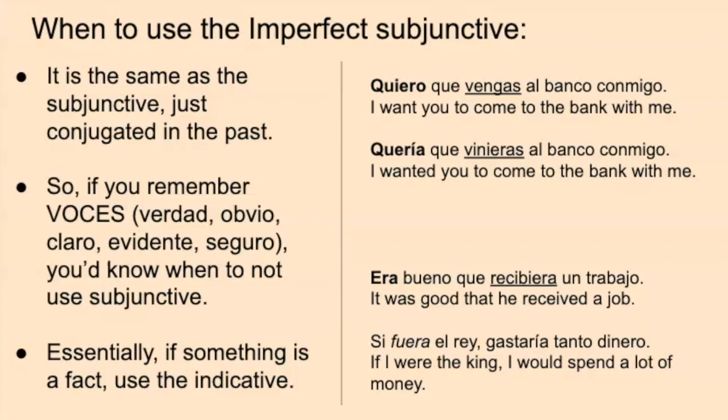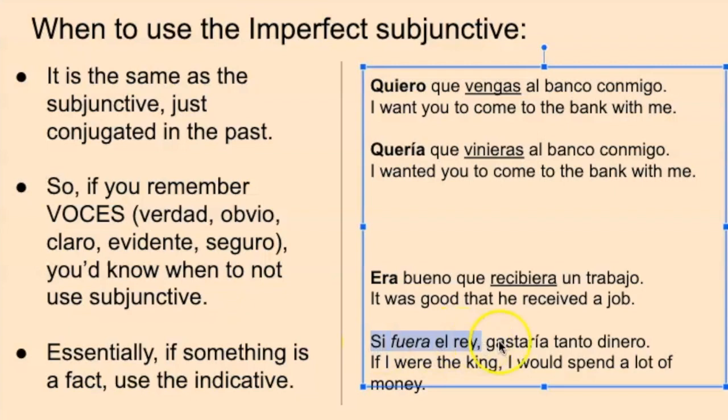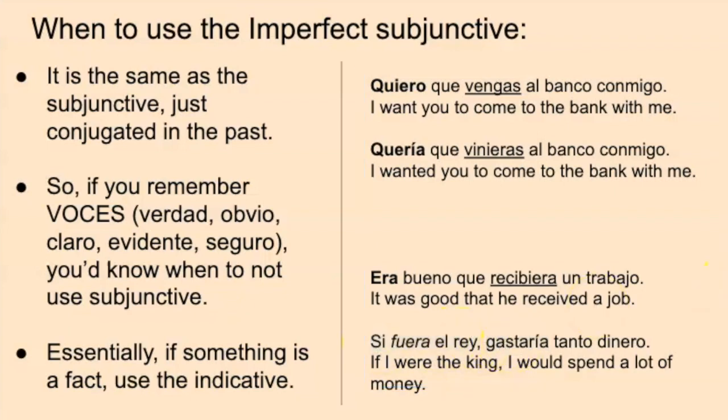So next we have era bueno que recibiera un trabajo. It was good that he received the job. Si fuera el rey, gastaría tanto dinero. So in this one, we're starting with the imperfect subjunctive, and then we use the conditional after that. I'll go into that a little bit later.